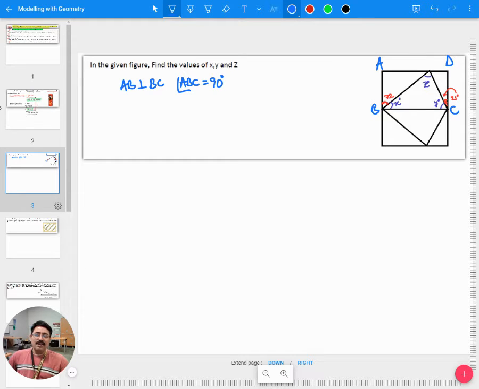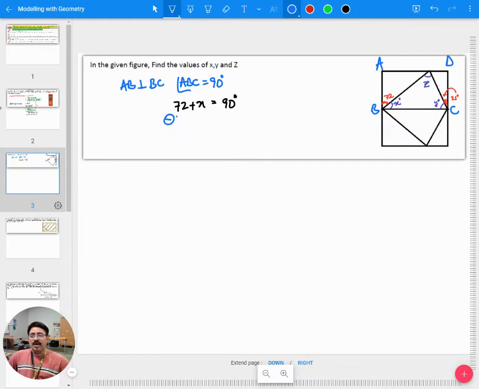Right? Then 72 and x, these two together make 90 degrees. You can see that L shape, that is 90 degrees. So I can find the value of x and I can find the value of y. Then we'll see how to compute the value of z later.